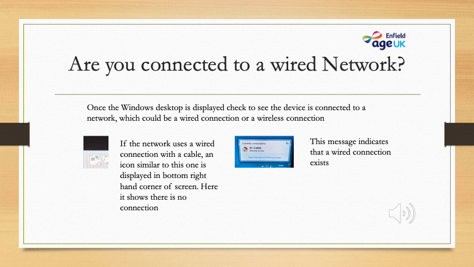If you have an icon with an X on it, it means that the network is not connected. So you need to plug your device into the network. Once you've done so, you get a message to say that a wired connection exists.